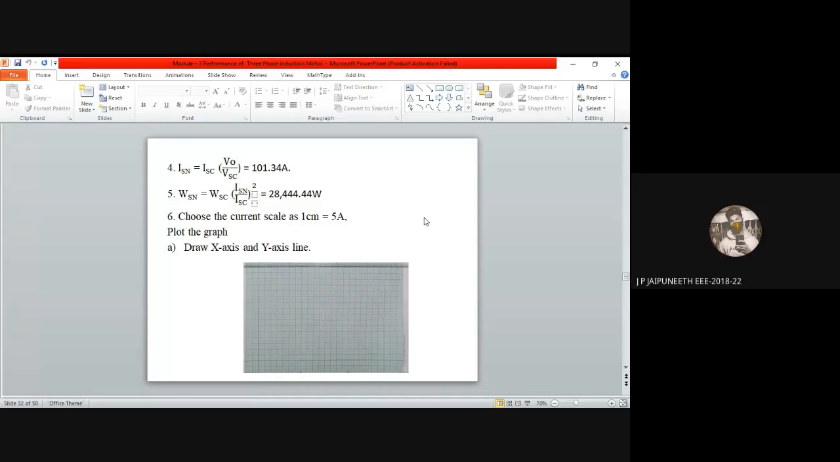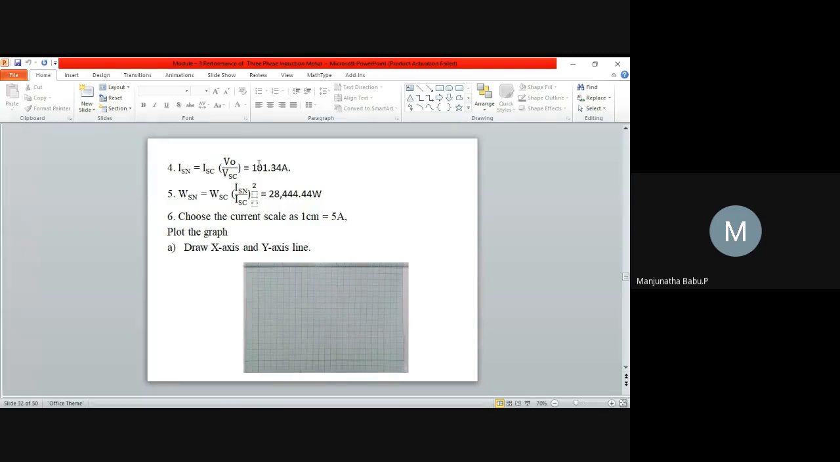Okay. So now choose the current scale as 1 centimeter is equal to 5 amps. How to choose this current scale? You have to see the short circuit current at normal voltage, the value. It is 101.34 amps you are getting. So if I take 10 amps also, no problem. Maximum it will be 10 centimeters, meaning 1 centimeter is equal to 10 amps. So 101 will be 10 point some value, so totally 10 centimeters or not more than 11 centimeters.